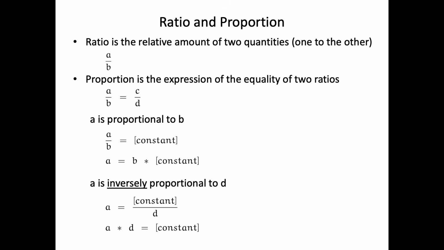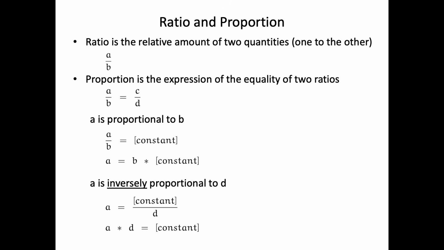If that stays the same, then without changing the constant, you can see that as A increases, B would increase. So that is called proportional. A is proportional or directly proportional to B, meaning that as A increases, B has to increase, in this example of A over B equals C over D. So there is directly proportional and there is inversely proportional.